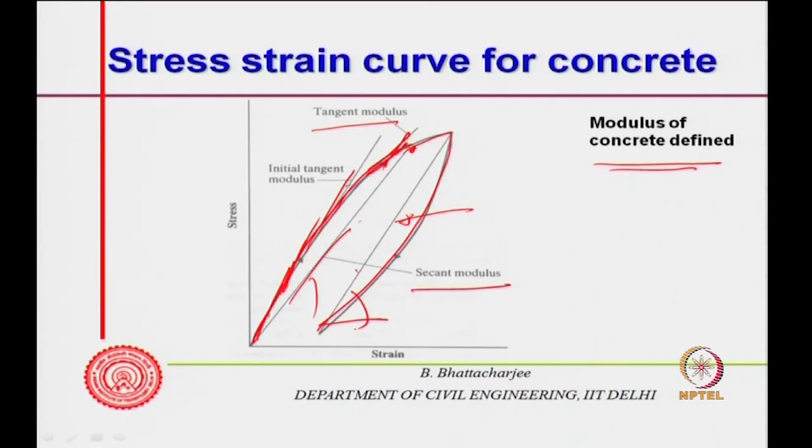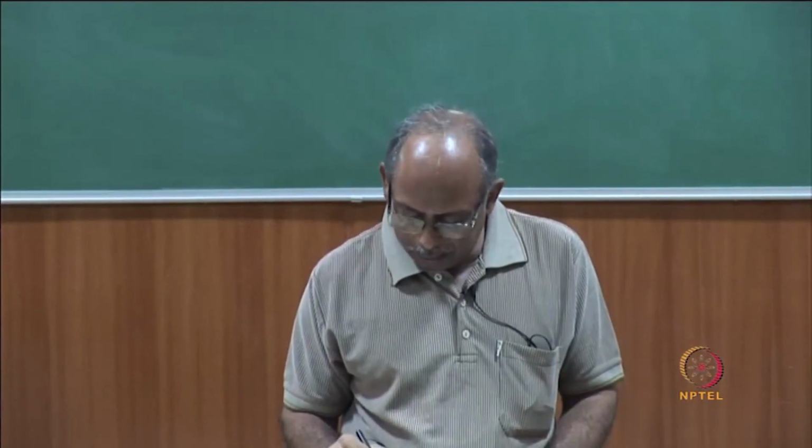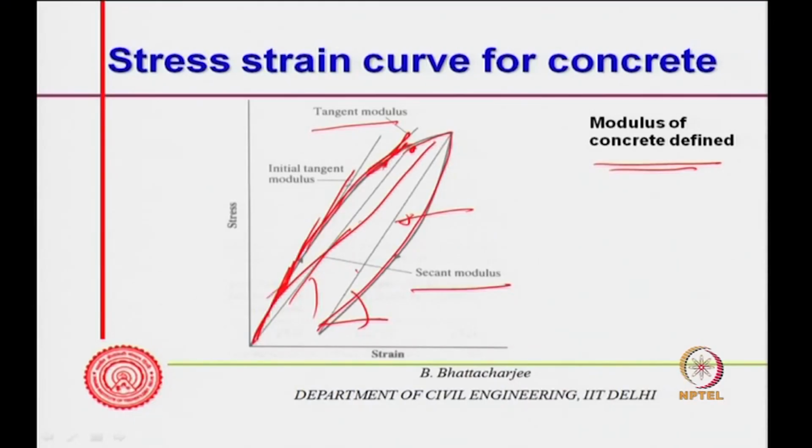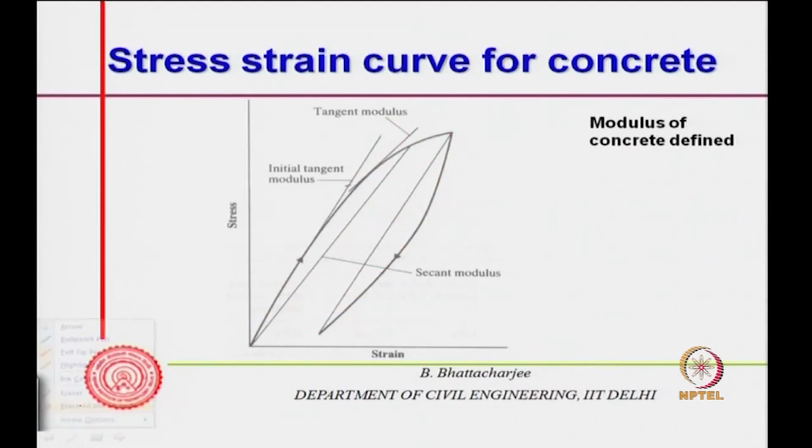So, for concrete, modulus can be defined in different ways: the initial tangent modulus, the tangent modulus at any stress or strain level, and the secant modulus again at any stress or strain level. In fact, we can have a chord modulus, joining between one point and another point. So, that is how we define the elastic modulus for concrete. All right.